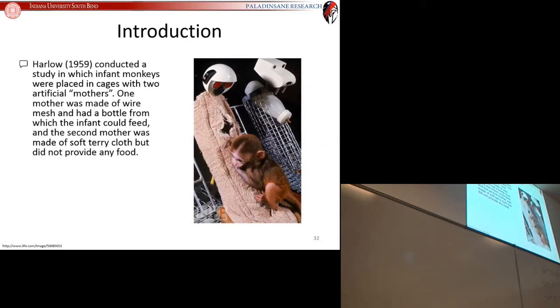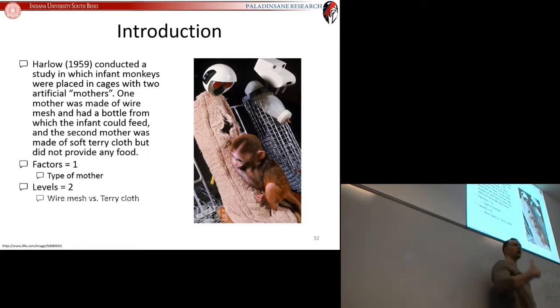All right, so once again, for the infant attachment studies, we were looking at one factor, type of mother, and we were looking at two levels, wire mesh versus terry cloth. One factor with two levels, that's a t-test. You can do a t-test in that situation, and it's the correct test to do.